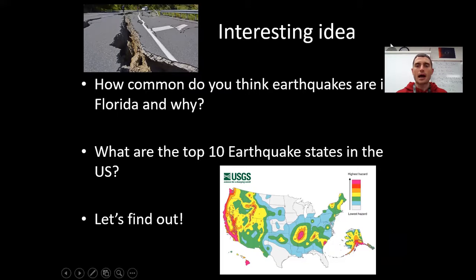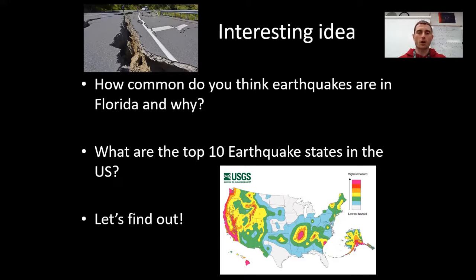Now, how common do you think earthquakes are in Florida and why? First, ask yourself, as someone who's probably lived in Florida most of the time, have you ever experienced an earthquake? Most of us will say no. Why? Because earthquakes are not common in Florida, guys. They're not common at all. Why? Because we're not near a fault line.